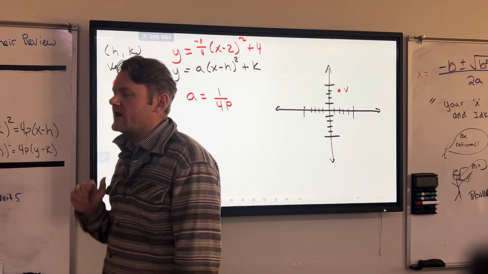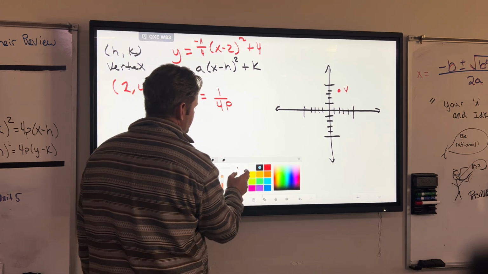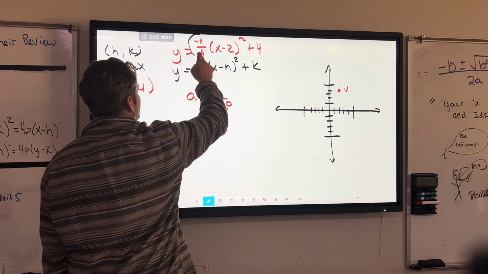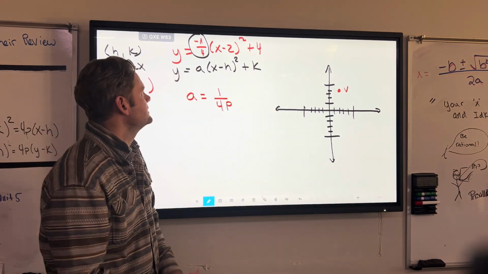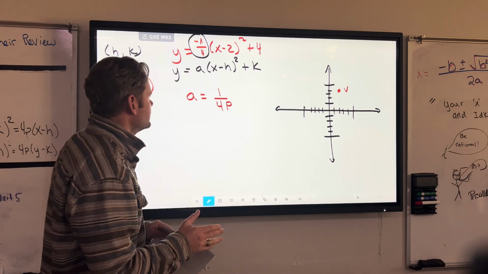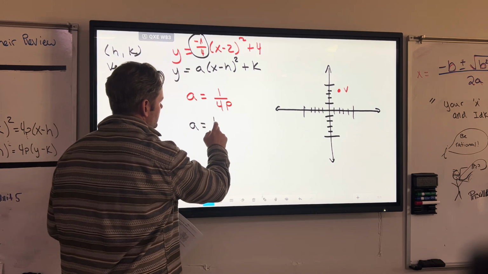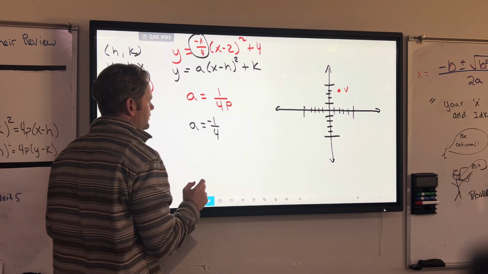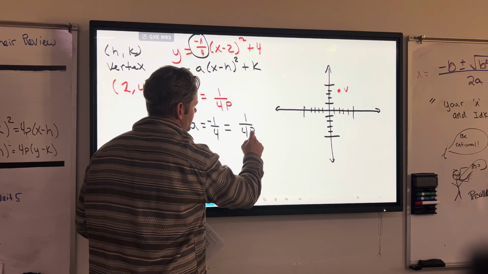So since I know that a equals 1 over 4p, I can find my p-value by just plugging in. Well, what is my a? My a is negative 1/4. That tells me my parabola is opening down, and it's going to be compressed a little bit. So I know a is negative 1 over 4, and that equals 1 over 4p.